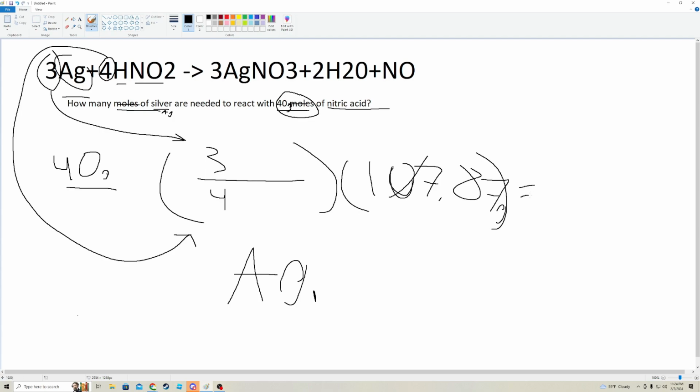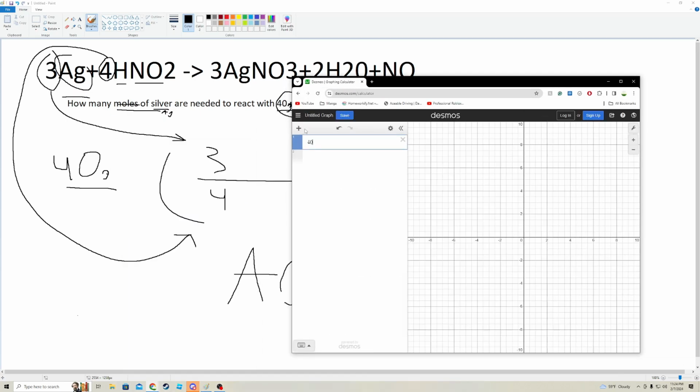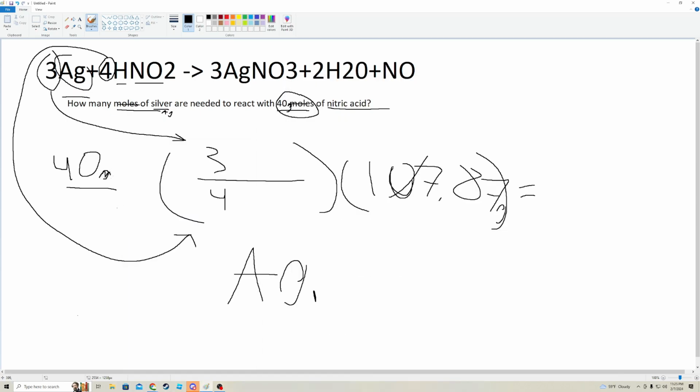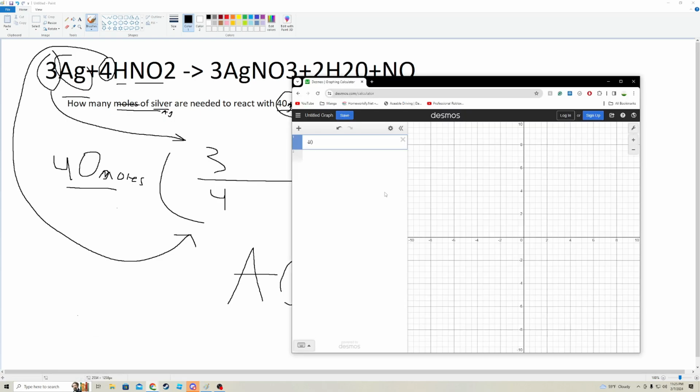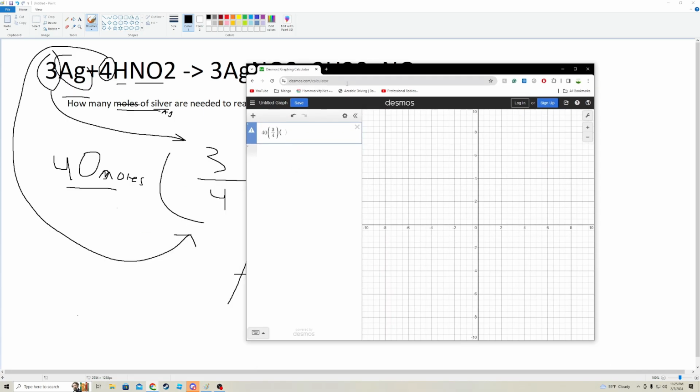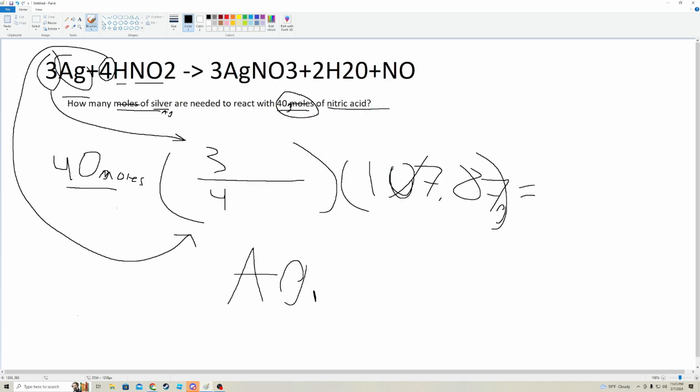Label this as grams. This is going to be equal to, let me pull up Desmos again. Just to be clear, we're working with moles here. 3 over 4 times 107.87. This would be 3,236.1 grams of silver are needed to react with 40 moles of nitric acid.